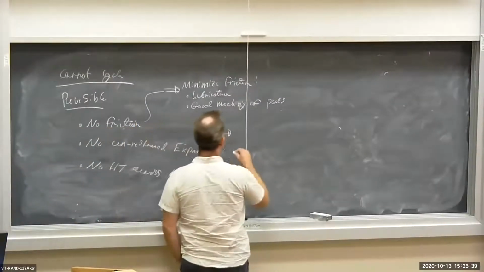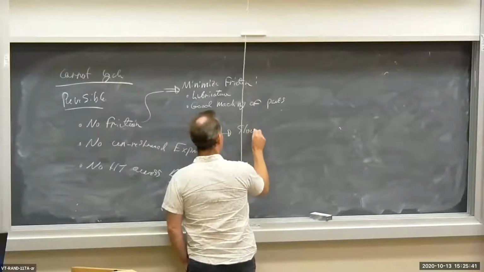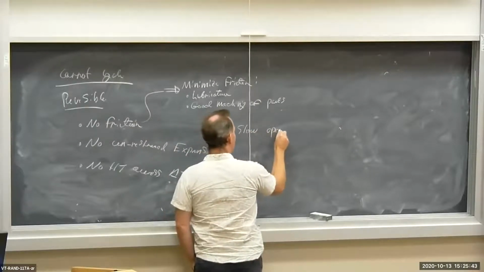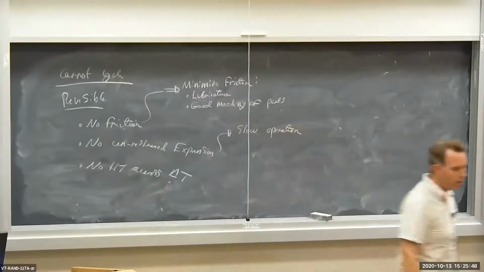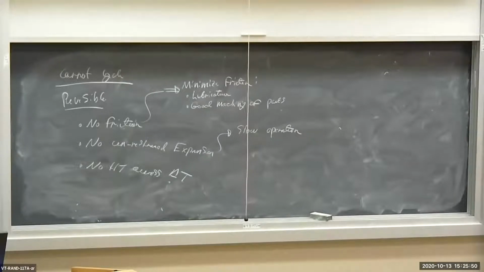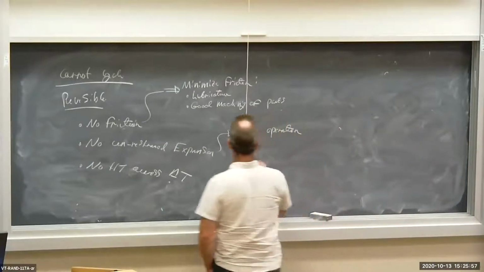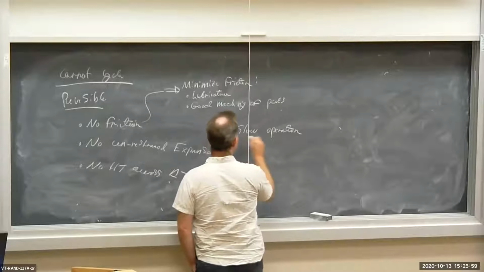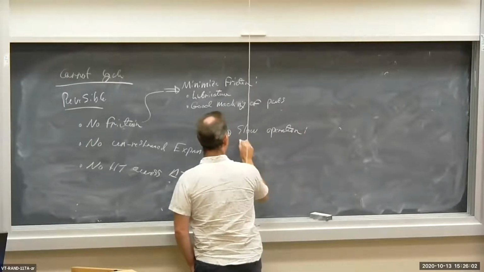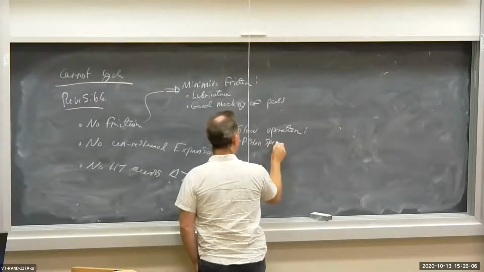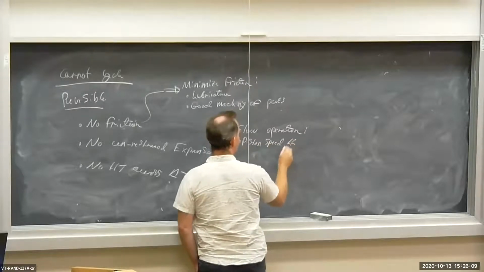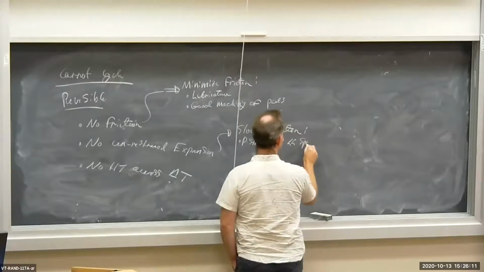So what we have here is slow operation. How slow is slow? Well, we want the piston speed to be much less than the speed of sound. So slow operation, piston speed much, much less than the speed of sound.